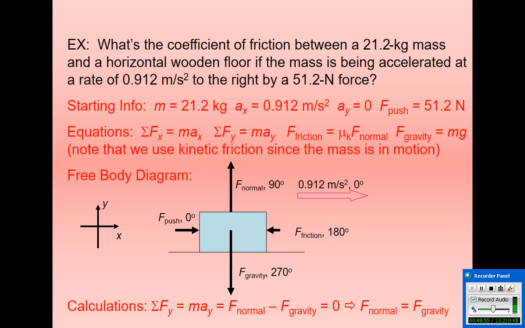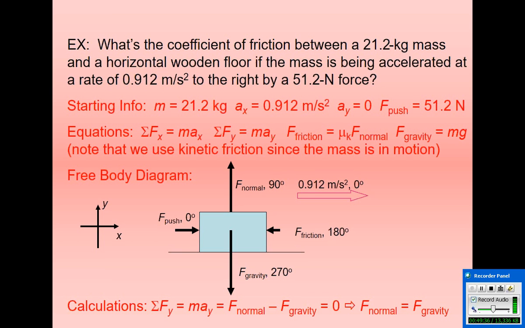If the object surface is in motion relative to the floor, this is kinetic friction. This is dynamic friction. We aren't going to learn anything about static friction in this problem because the object is already in motion across the surface. Our starting information: the mass is 21.2 kilograms. The x component of the acceleration is 0.912 meters per second squared. The object is not moving in the vertical direction, so the y component of the acceleration is 0. And we are told that the pushing force is 51.2 newtons.